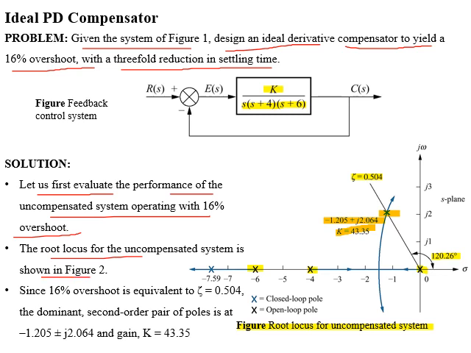Now we will find out the point where the root locus intersects the line of constant damping ratio, and that will be our desired operating point. This point is equal to -1.205 ± j2.064, and for this point the gain will be equal to 43.35.